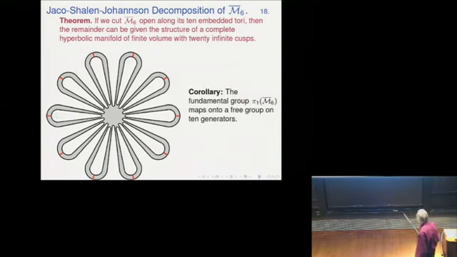Well, one corollary from this: the fundamental group maps onto a free group on 10 generators, because you can just take a set of 10 loops, embed it, and this is a retract, and the fundamental group of the whole thing retracts onto this free group on 10 generators. So it has a lot of non-abelian structure.